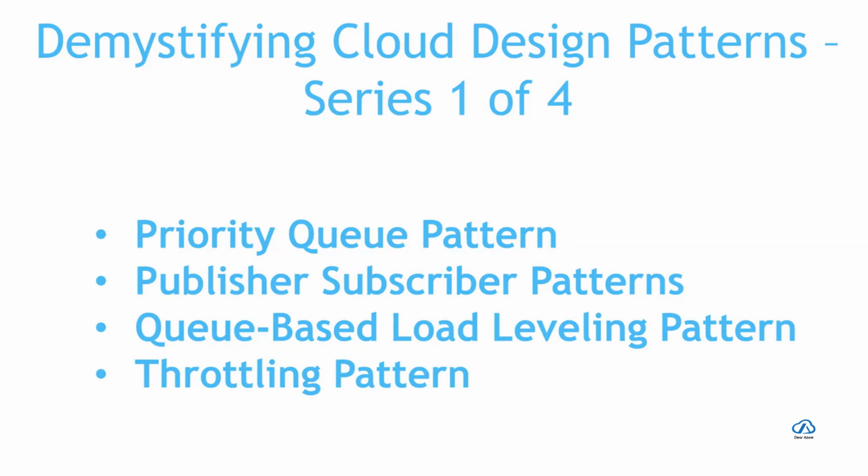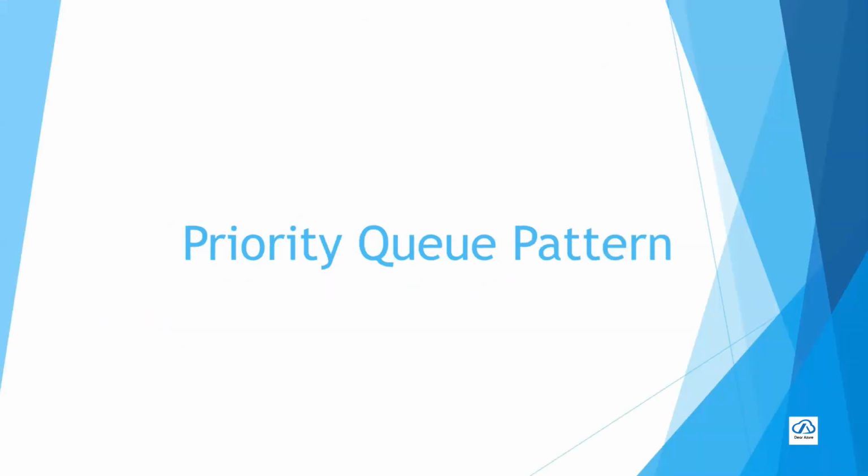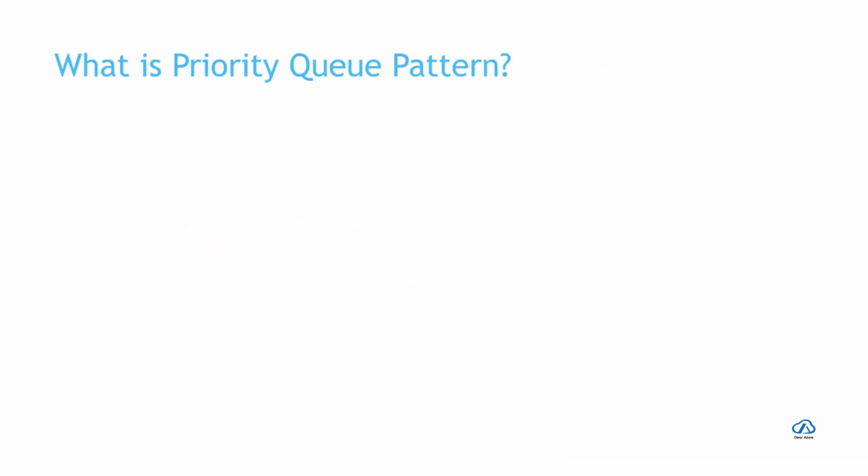The main purpose of today's session is going to be around these 4 patterns. Most of them are queue or messaging patterns: priority queue, pub-sub pattern, queue-based load leveling pattern, and throttling pattern.